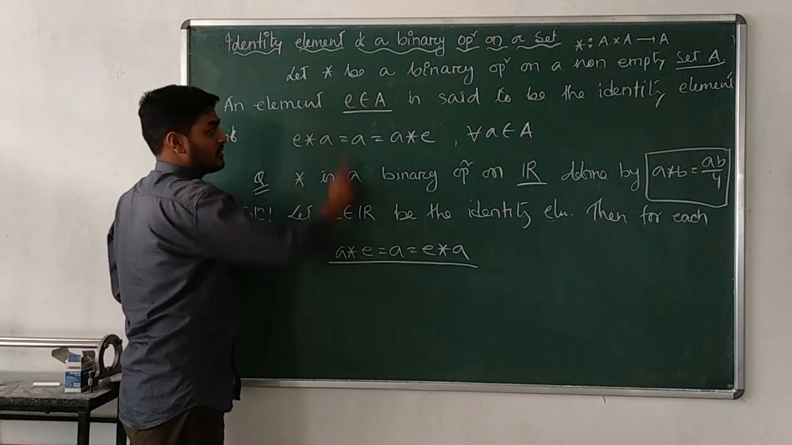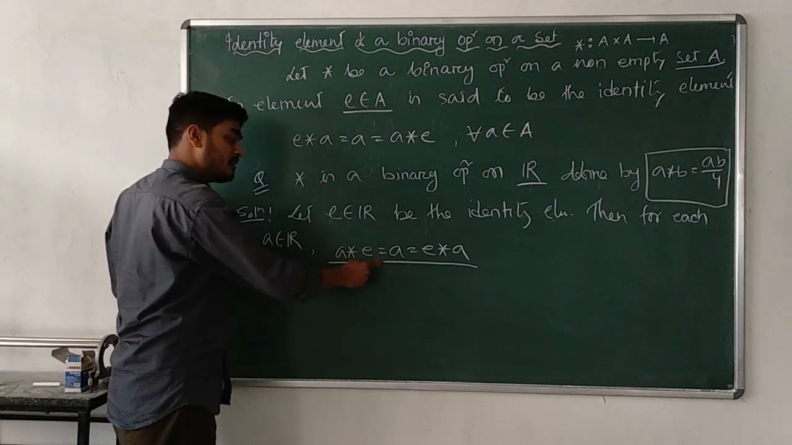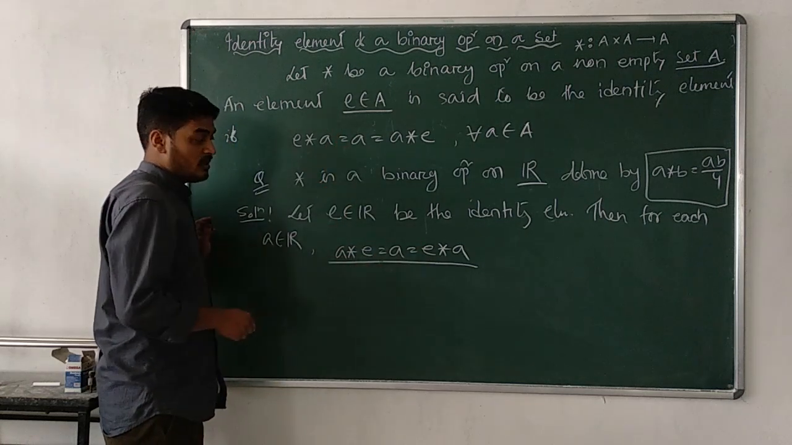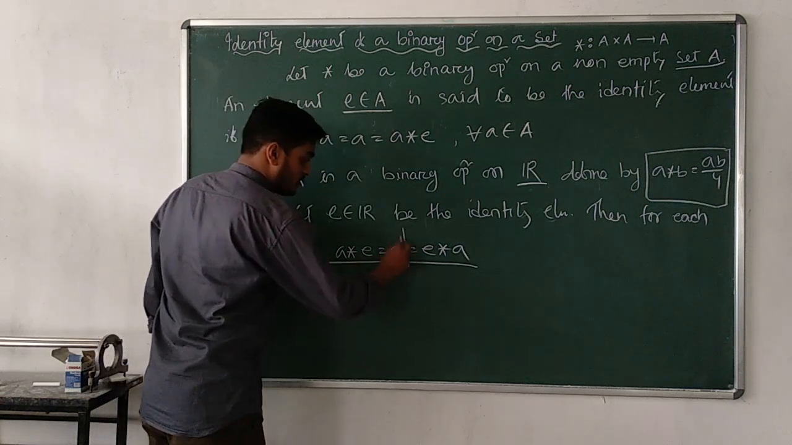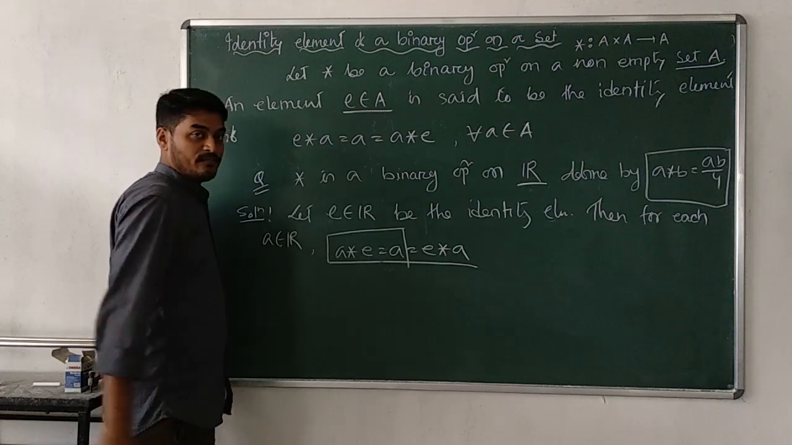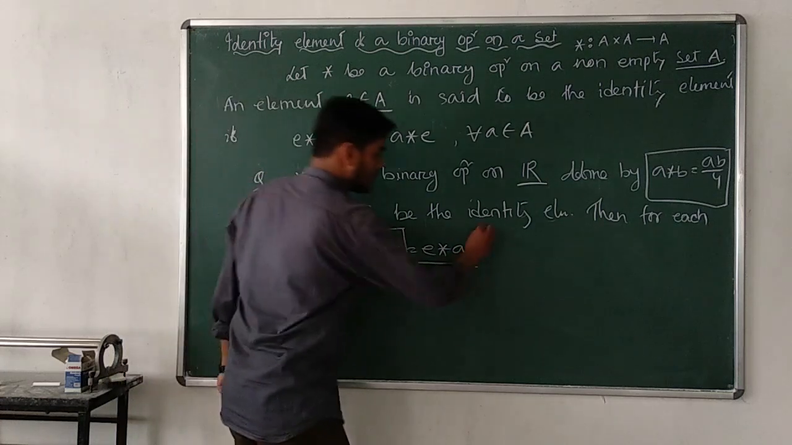E star A equal to A. This one is the right hand and this one is the left hand. Initially I have written like that, you can see it written here also. Now we are going to find out the identity element. How can you find it out? First of all, to find out the identity element, we will consider these two parts. This one equal to this one. So let us try to find it out.